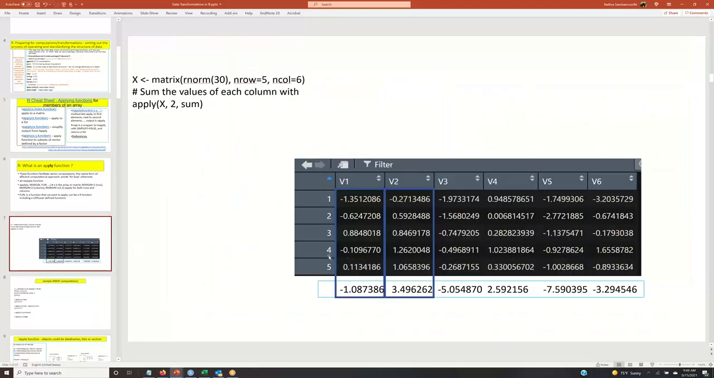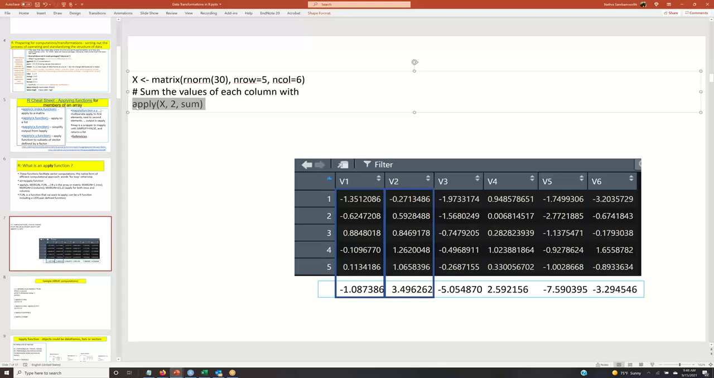So let's take an example here. I just created data: 30 observations from a random normal distribution, 30 random values, arranged into a matrix. When I run that one, I got this. Suppose I want the sum of these by the columns here. Then this is the command you use.